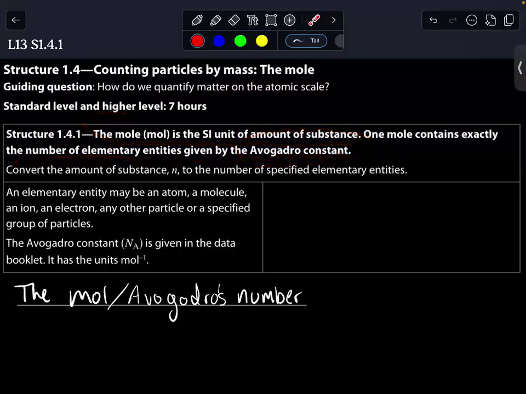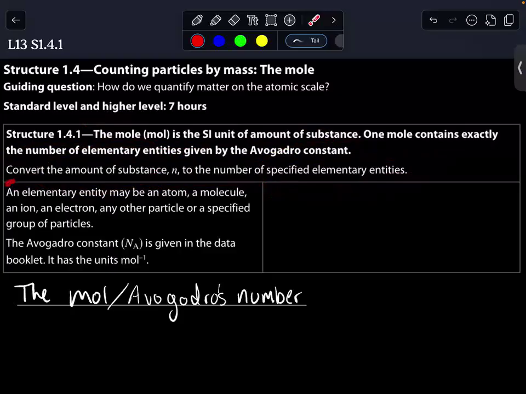We'll talk about that. And by the end of this, we should be able to convert the amount of substance N to the number of specified elementary quantities. And generally, N is used to refer to number of moles. So convert some number of moles to the number of entities. We'll talk about that too.